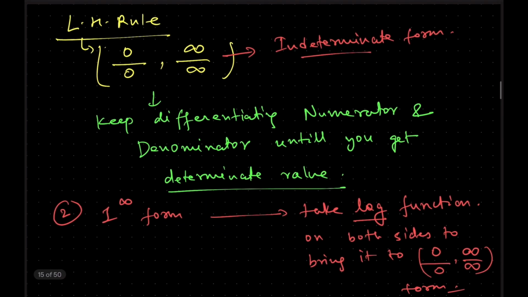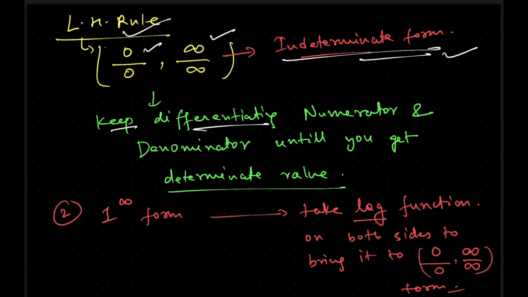So what is the LH rule? Whenever you get 0 by 0 form or infinity by infinity form, it is called an indeterminate form. In these cases, what we have to do is keep differentiating the numerator and denominator until and unless you get the determinate value.